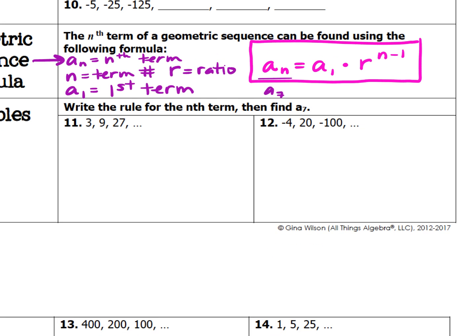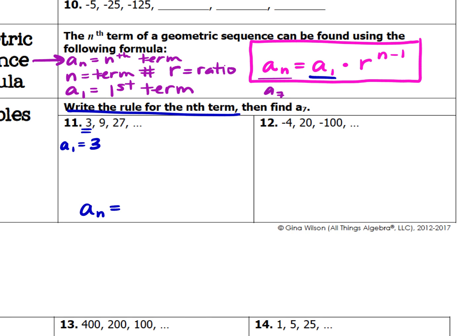Okay, so let's look at number 11. We need an a sub 1 if we're going to plug it into the formula. So the formula, like when it says write the rule for the nth term, the rule is going to be a sub n equals, and we're going to fill in the rest of the formula. But I need to know what my a sub 1 is to be able to fill it in. What is a sub 1 in this problem? 3. It's your first term. So a sub 1 is 3.